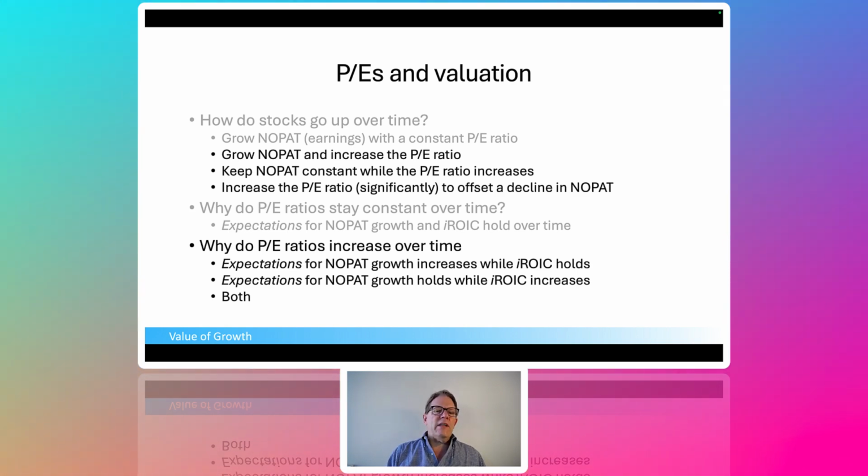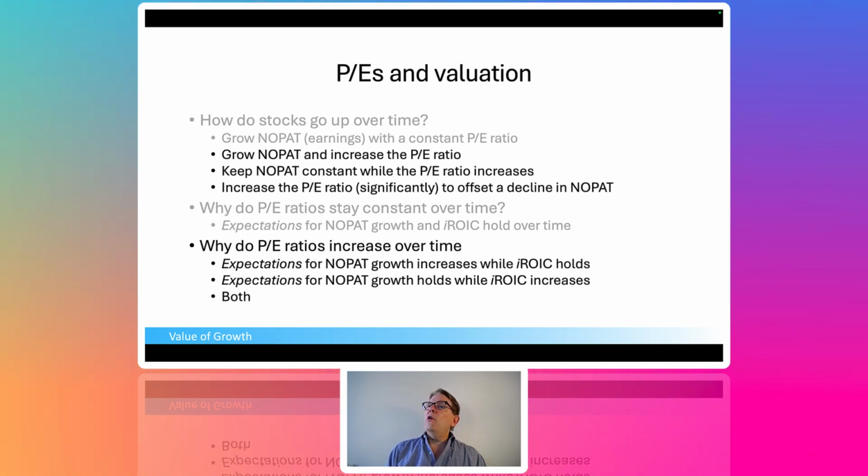So expectations for future NOPAT growth increase while you hold the incremental returns constant. So the growth rate's accelerating and the quality of the business is remaining the same. So the company has found a way to increase their growth rate while holding the quality of the business measured by the incremental return on invested capital. The return on capital for that growth is going to effectively stay in line with the historical returns.